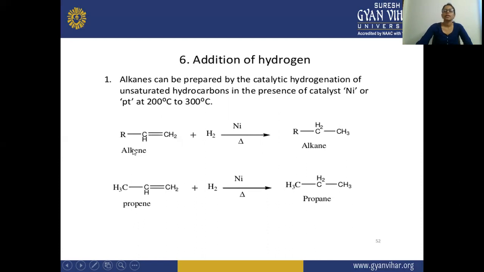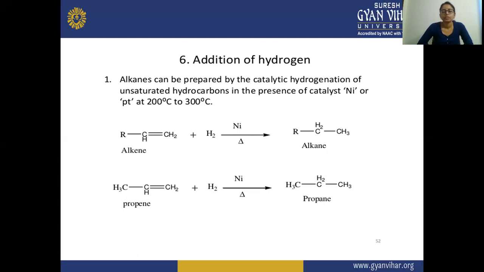Now the sixth is addition of hydrogen. In this reaction, alkane can be prepared by the catalytic hydrogenation of unsaturated hydrocarbon in the presence of the catalyst nickel or platinum at 200 to 300 degrees Celsius. So here alkene is reacting with hydrogen in the presence of nickel at high temperature. So there is a formation of alkane.